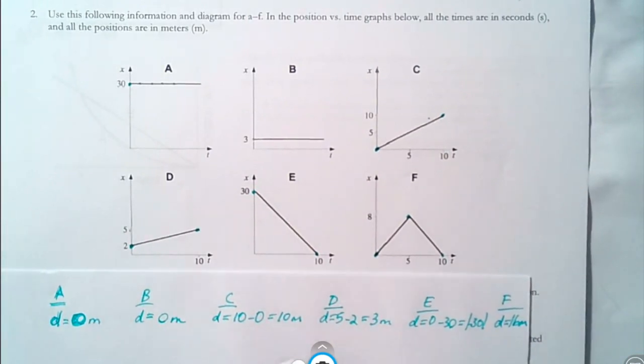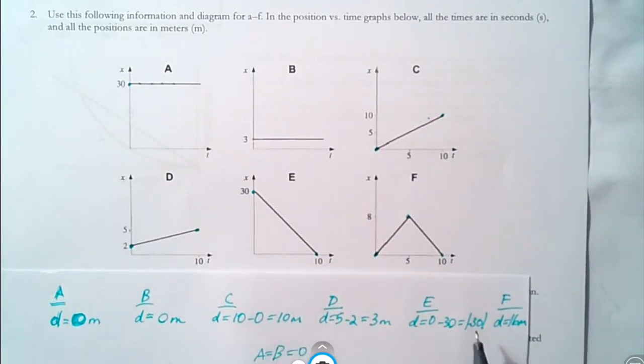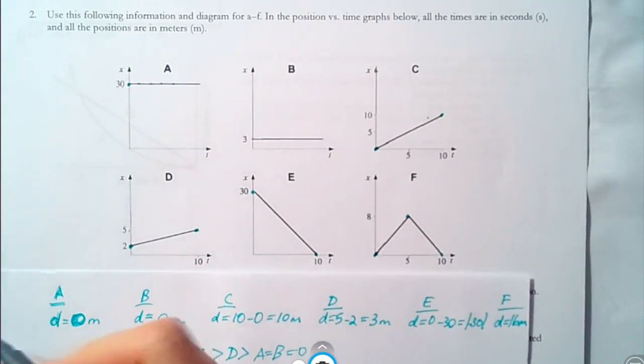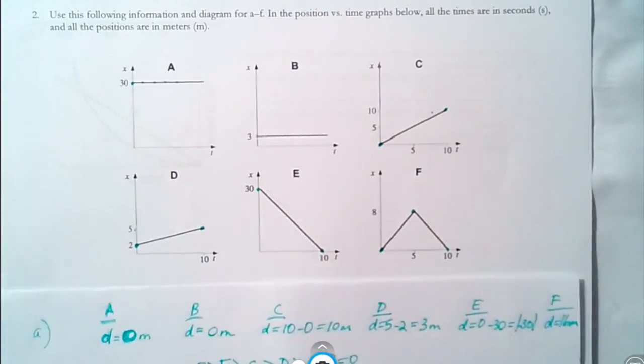So if I rank these, then I'm going to get A is equal to B, because that's 0. And then 30 is the biggest distance, and then 16, and then 10, and then 3. So that's how I would rank the distances traveled. So that's for A. For B, what's going to change?